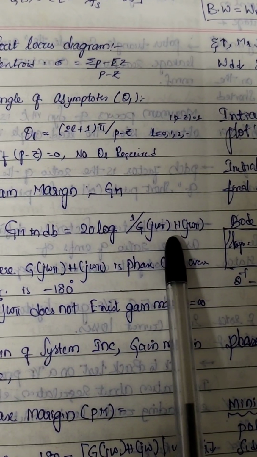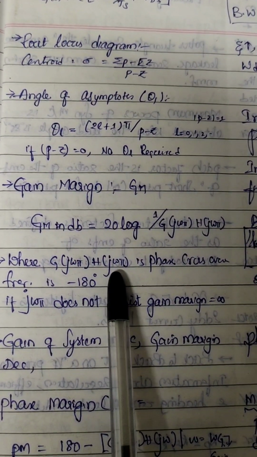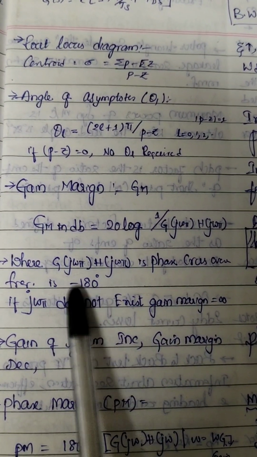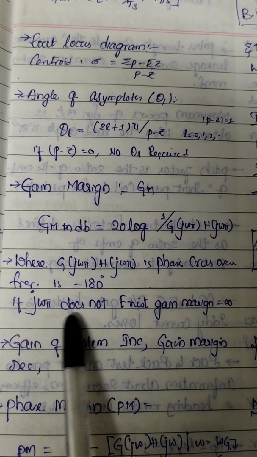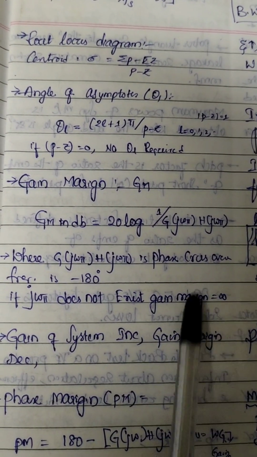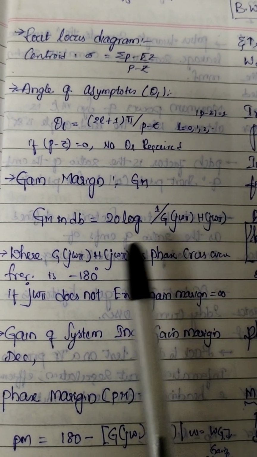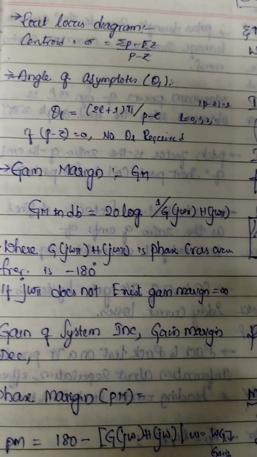The gain margin GM in decibels is 20 log of 1 by the magnitude of G(j omega pc) H(j omega pc), where omega pc is the phase crossover frequency, at which the phase is equal to minus 180 degrees. If the phase crossover frequency does not exist, the gain margin is infinity, that is 1 by 0, which is equal to infinity.